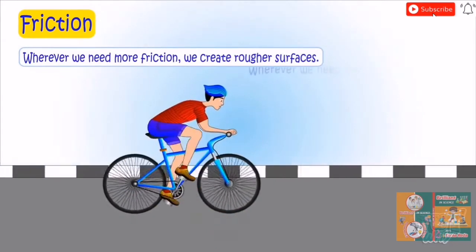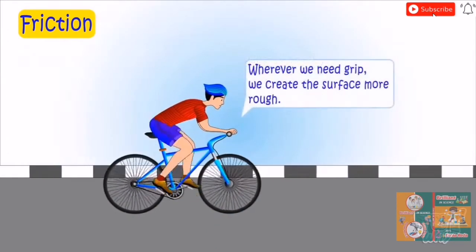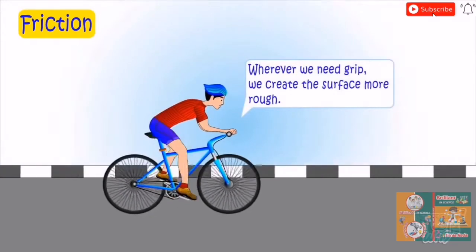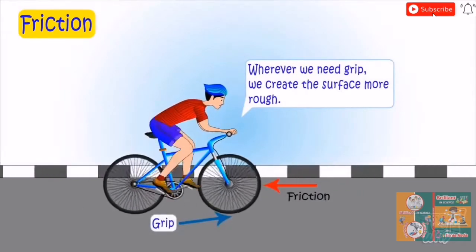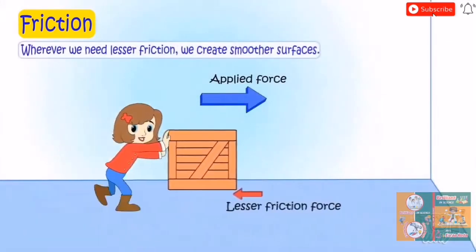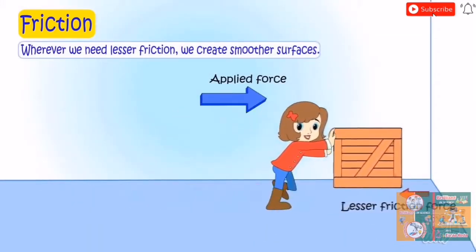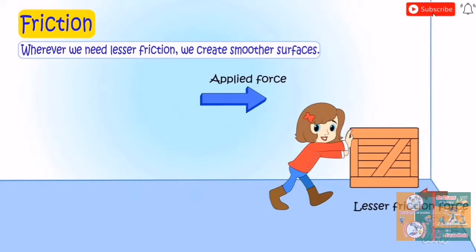And this is why, whenever we need more grip, we make the surfaces rough so that there is more friction and more grip. And wherever we need two objects to slide past each other, we create lesser friction by making the surfaces of objects very smooth. We will see many examples about it.